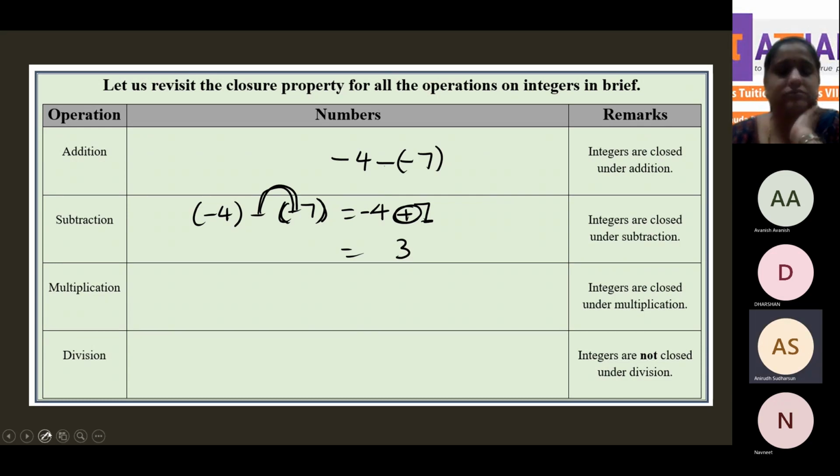Ma'am, when it is like this, we should multiply signs, ma'am. Correct. You should multiply the signs. Don't worry, we'll learn all this in detail.